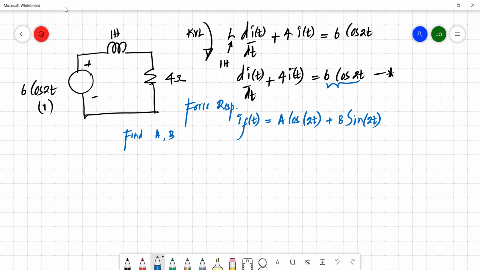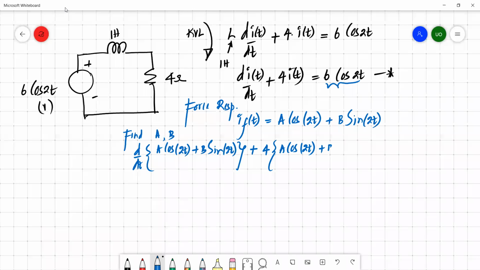So this is a trial solution, so definitely this differential equation should be satisfied. So you can substitute this i into the original differential equation. So then it becomes the derivative of a cos 2t plus b sine 2t, plus 4 times a cos 2t plus b sine 2t, should equal 6 cos 2t.